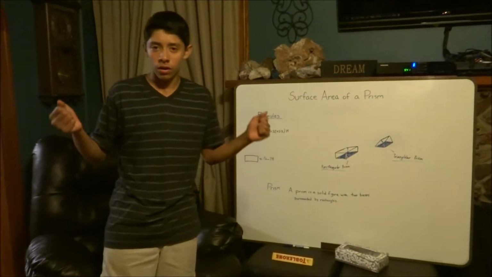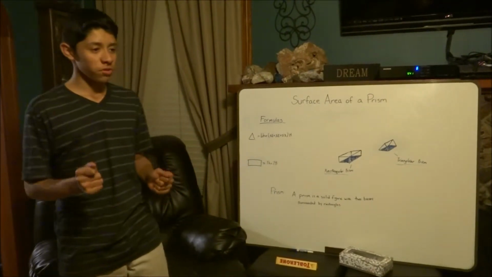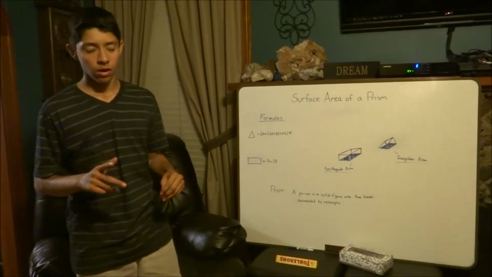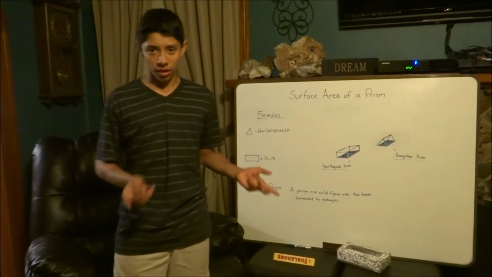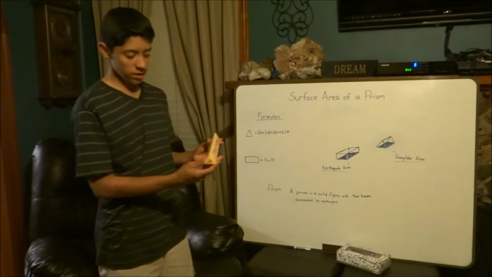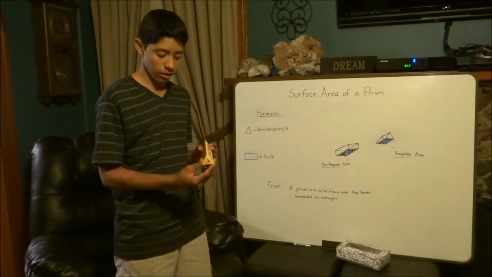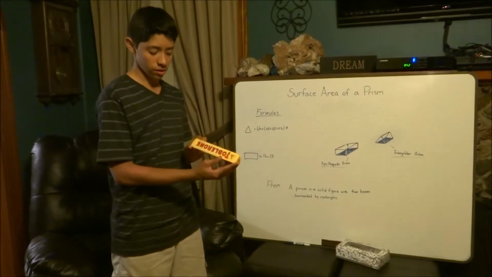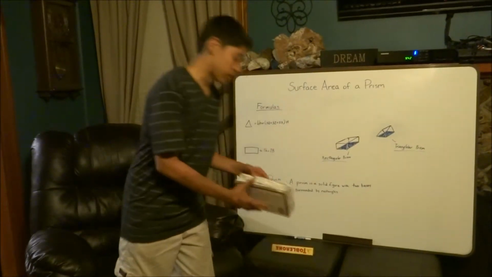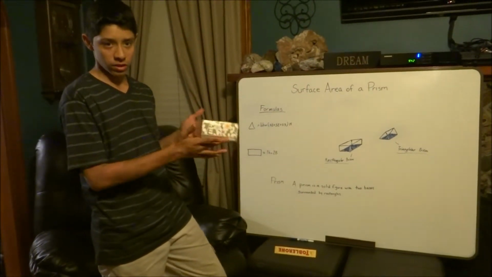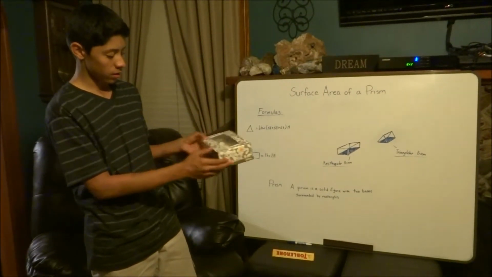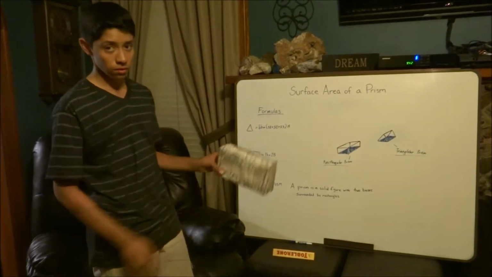So to start off, what is a prism? A prism is a solid figure with two bases surrounded by rectangles. Right now I will be showing real-life examples of a prism. As you can see, this is a triangular prism. It has the two bases surrounded by rectangles on each side. And as you have all seen before, this is a normal everyday tissue box. This is the base, two bases on each side, surrounded by rectangles.